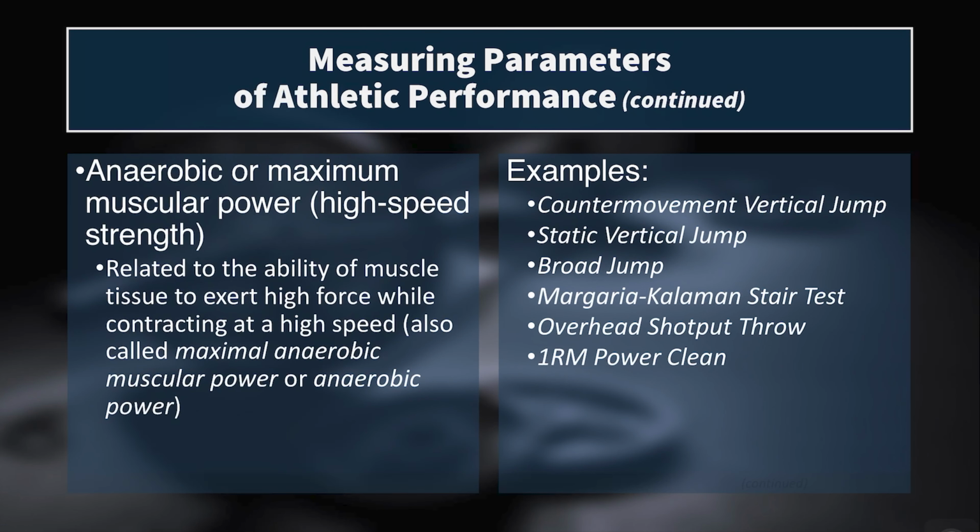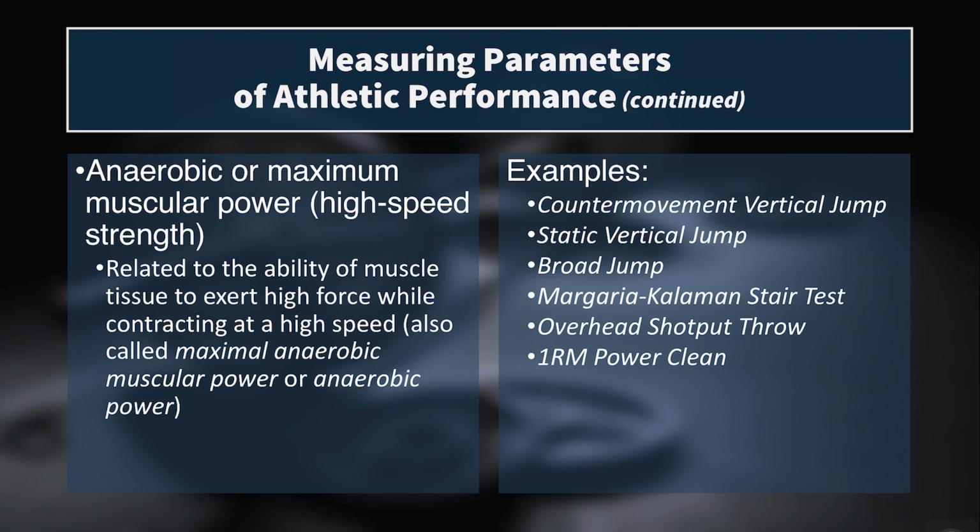And you push as hard as you can against this device, and it registers how much force you produce at a given velocity. The next set of testing parameters has to do with anaerobic or maximum muscular power. This is what we call high speed strength. So we had low speed strength, now we have high speed strength. This is commonly referred to as power, lower body or upper body power tests.